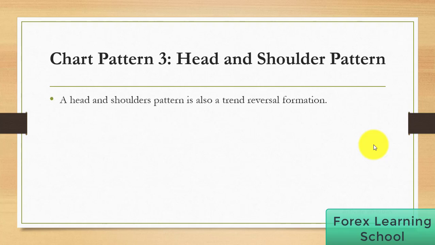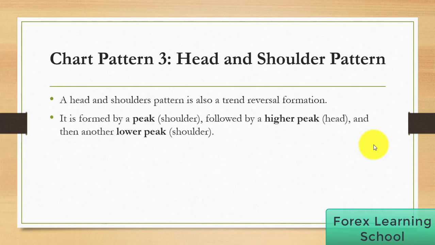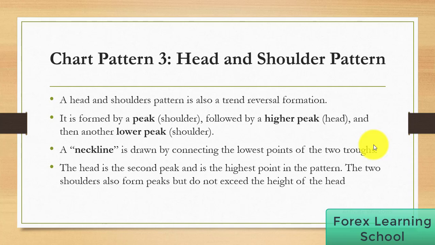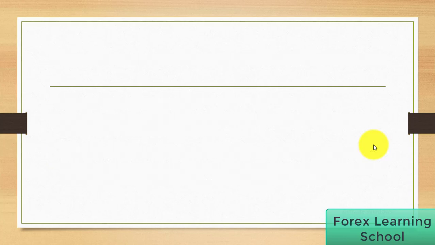A head and shoulders pattern is also a trend reversal formation. It is formed by a peak shoulder, followed by a higher peak head, and then another lower peak shoulder. The neckline is drawn by connecting the lowest points of the two troughs. The head is the second peak and is the highest point in the pattern. The two shoulders also form peaks but do not exceed the height of the head.